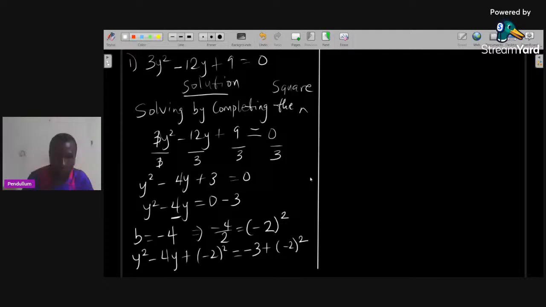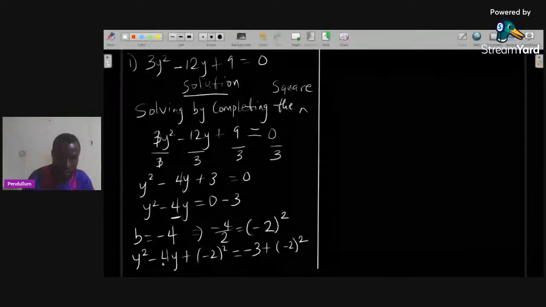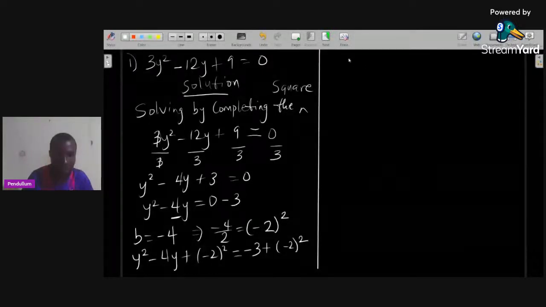So again, I take it again. You divide the coefficient of b by 2, that is, you half it, you square the result, and add to both sides of the equation. If you've done that, then on the left hand side you have this, and on the right hand side you have this. Now, on the left hand side, you can see that there is a difference of 2 squares. There's y squared here, and there's minus 2 squared here. So we take the two values that are squared. So on the left hand side, we're going to have y minus 2, then all squared.